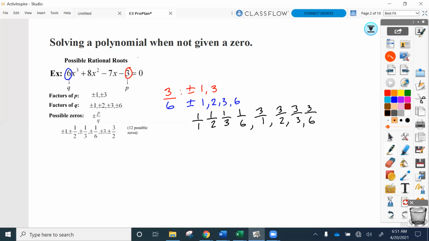Now some of these numbers simplify to be the same number. Like 1 over 1 is 1, 1/2, 1/3, 1/6, 3, that's a separate number, 3 over 2. 3 over 3 is the same thing as 1 over 1, so we don't need to list that again. And also 3 over 6 is the same thing as 1/2, so we've already got that listed. So the possible zeros that you could try would be the set of those numbers, both plus and minus.